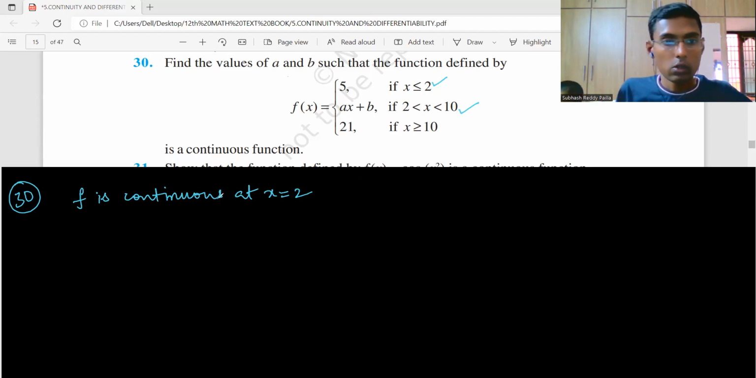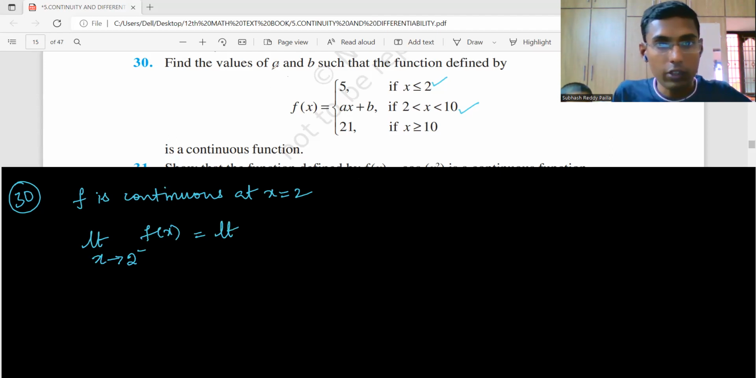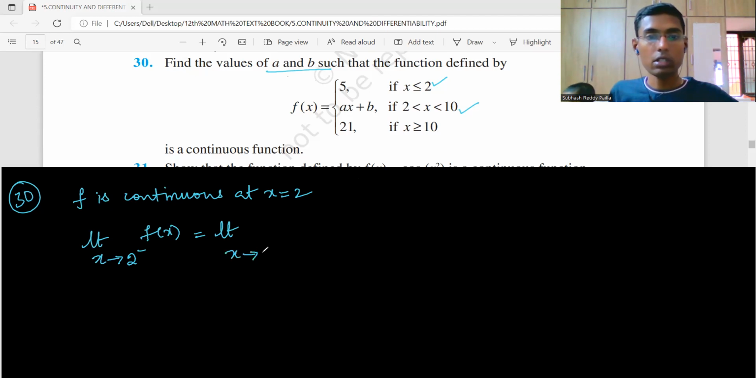That's one. If f is continuous at x equal to 2, that means what? Limit x tends to 2 minus f of x equal to limit x tends to 2 plus f of x. Here you need to understand, we need to find the values of a and b. That's the main thing here. First we write left hand limit equal to right hand limit, because the limit has to exist. The limit x tends to 2 plus f of x equal to f of 2, but I need not write that. This much is enough.